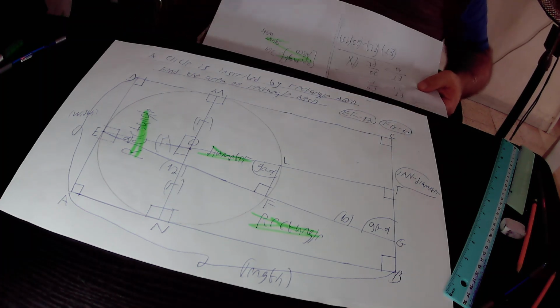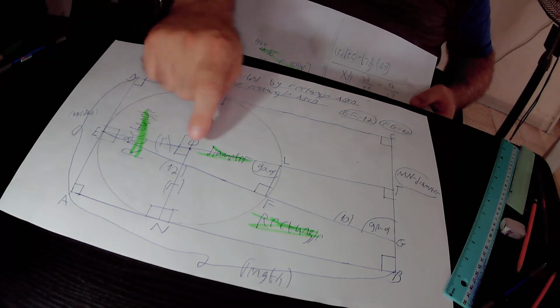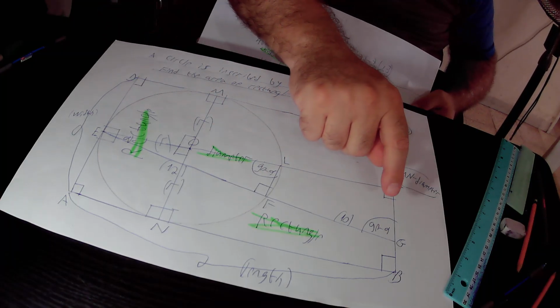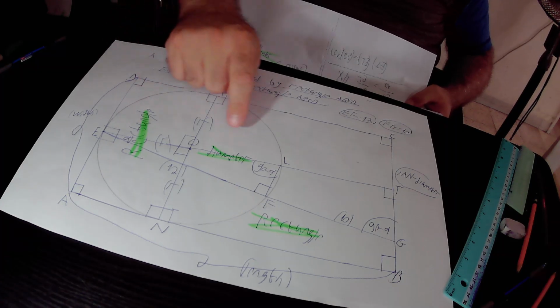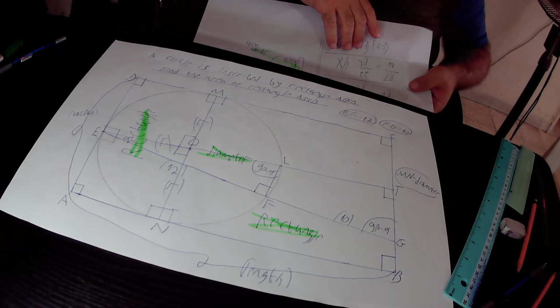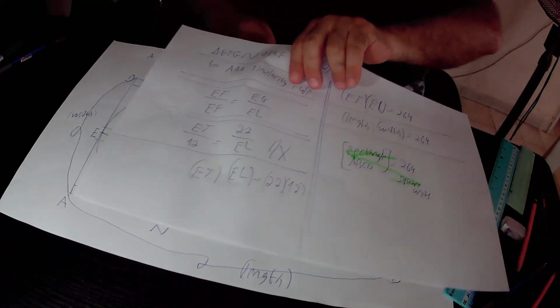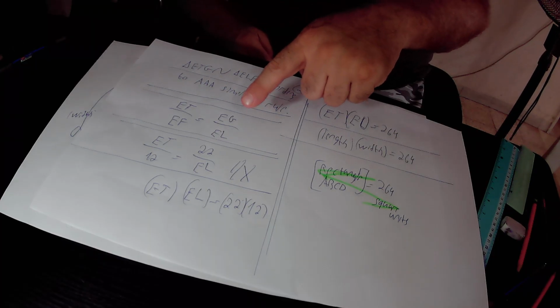We derive that side ET of the big right triangle ETG over side EF of the small right triangle ELF is equal to side EG of the big right triangle ETG over side EL of the small right triangle ELF. So again, from the fact that those two right triangles are similar, we derive that ET over EF equals EG over EL.